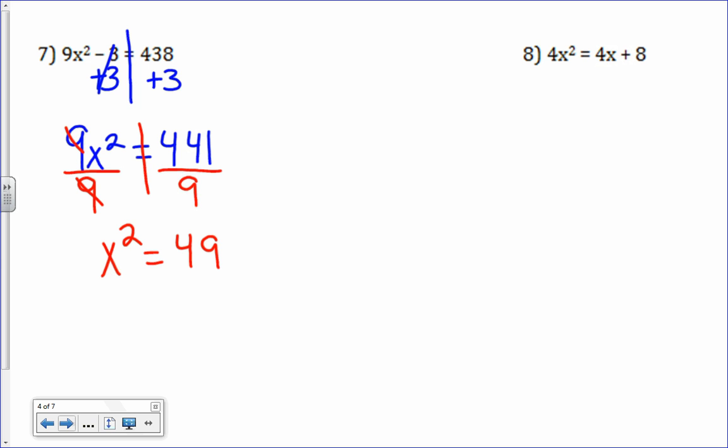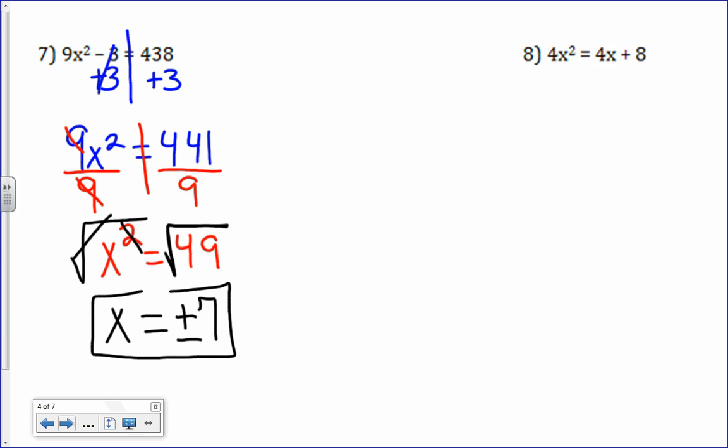And finally, I'd want to get rid of the square, and I do that by taking the square root of each side. The square root cancels the square, leaves me with x equals 7, but since I solved by taking the square root, my answer is plus or minus 7. Remember, when you solve by taking the square root, your answer is plus or minus.